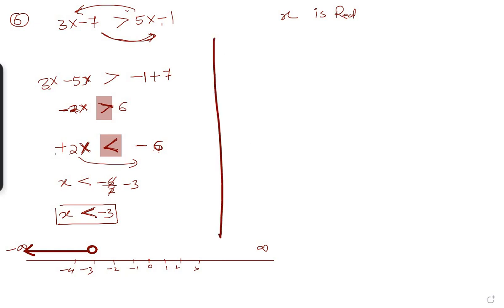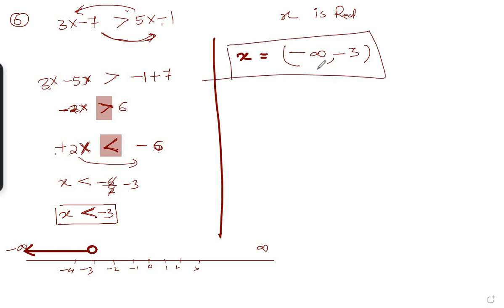Another way of writing the real numbers is this. x is equal to, let me write down, x is equal to less than this. So it will be minus infinity to minus 3, but these two are not included. Correct? Minus infinity and minus 3 not included. Everything in between, every decimal number, every fractional number will be included. So this is my answer. Either this or this. Let's see the next question.